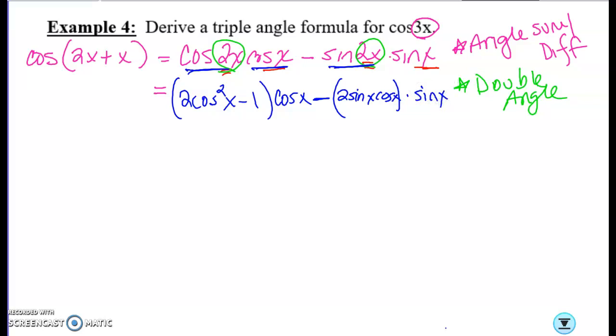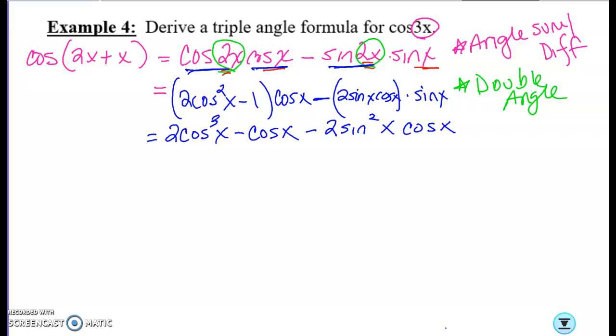And let's put this all together. Let's do some distributing. Right now what we have is 2 cosine cubed x. That's in good shape because we still have a 1 in front of the x. Minus the cosine of x. That's in good shape. Minus 2 sine squared of x times the cosine of x. And right now you might be like, oh, you're in great shape.